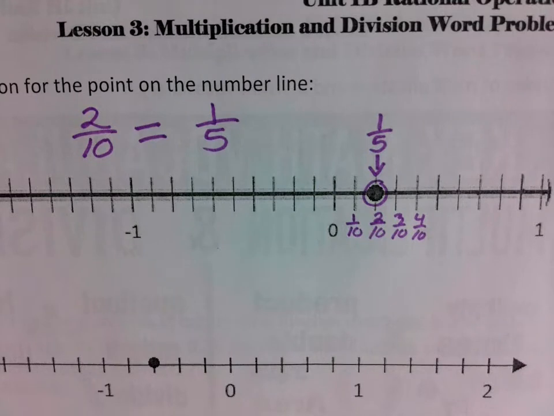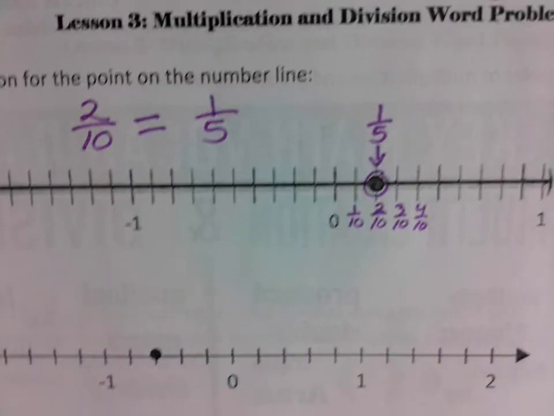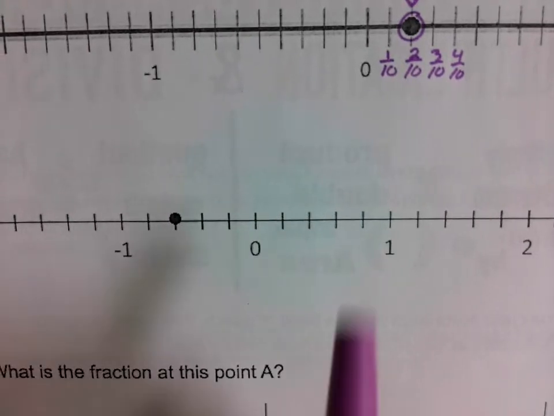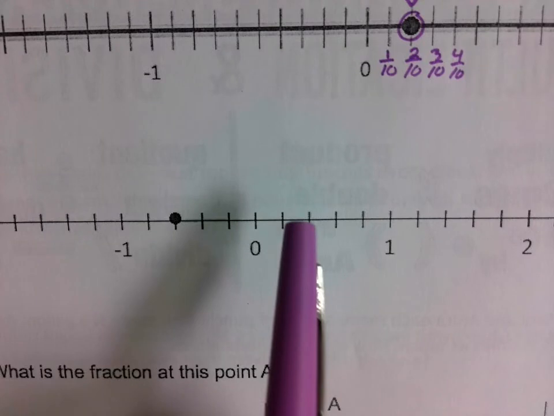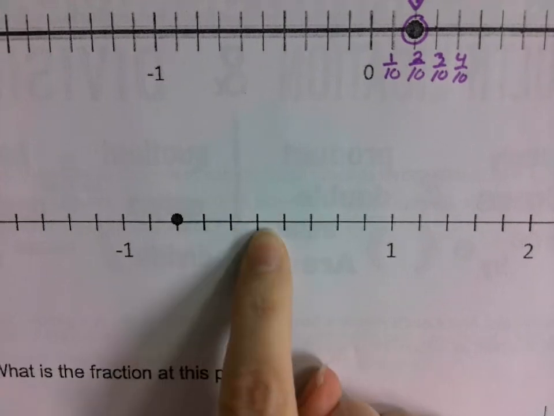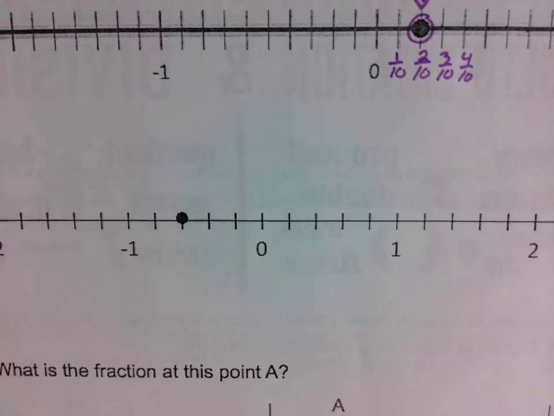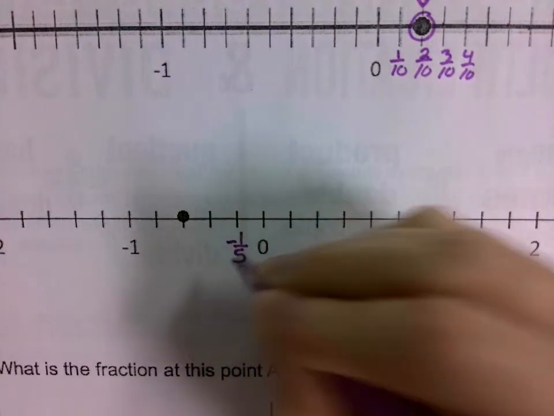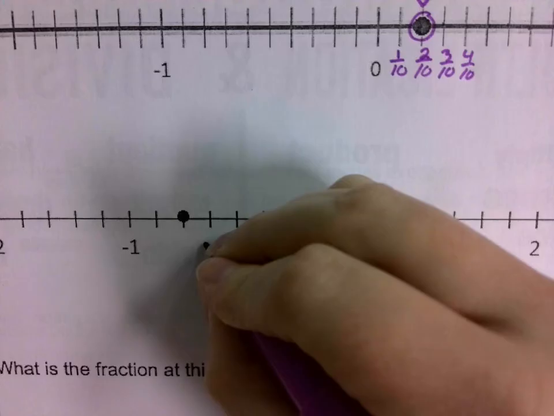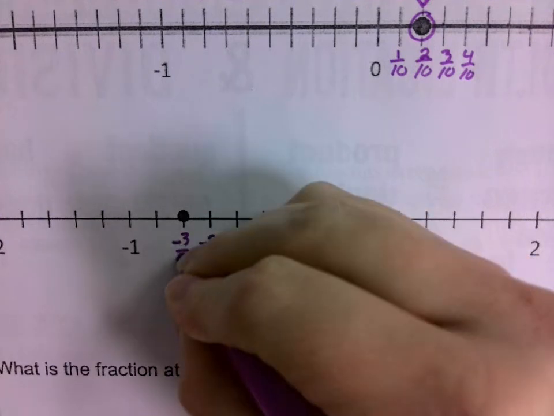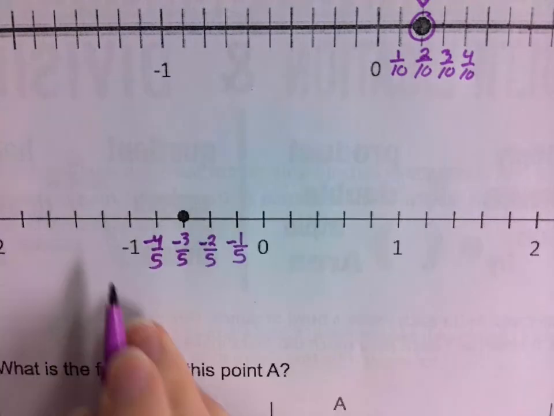Okay, let's take a look at problem number 2. Problem number 2 is not by 1/10. What are we counting by here? From 0 to the -1, we're counting by how much? Esther? 5s, right? So that means that this is going to be a -1/5. Notice I'm putting negatives now. This is a -2/5. This is a -3/5, and then -4/5. -5/5 would just be the -1.